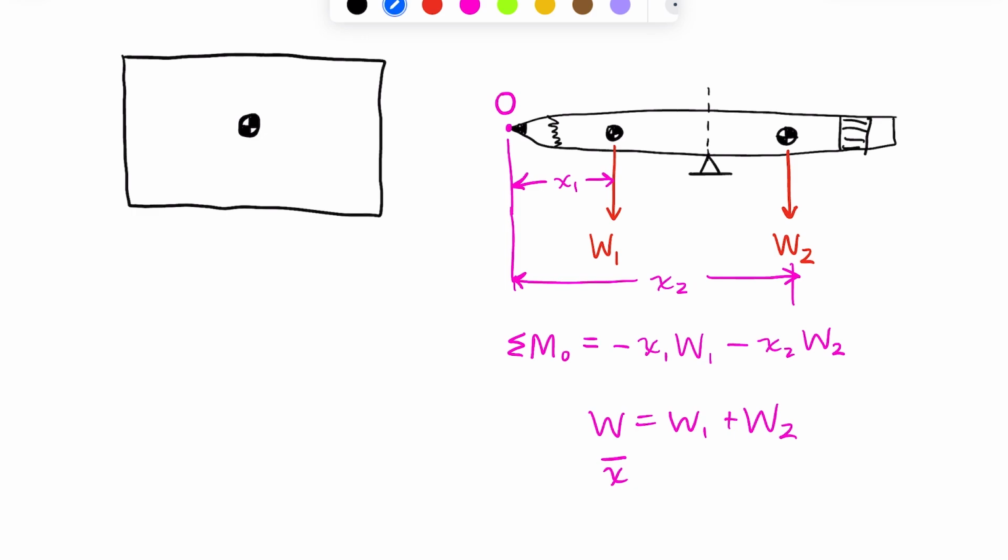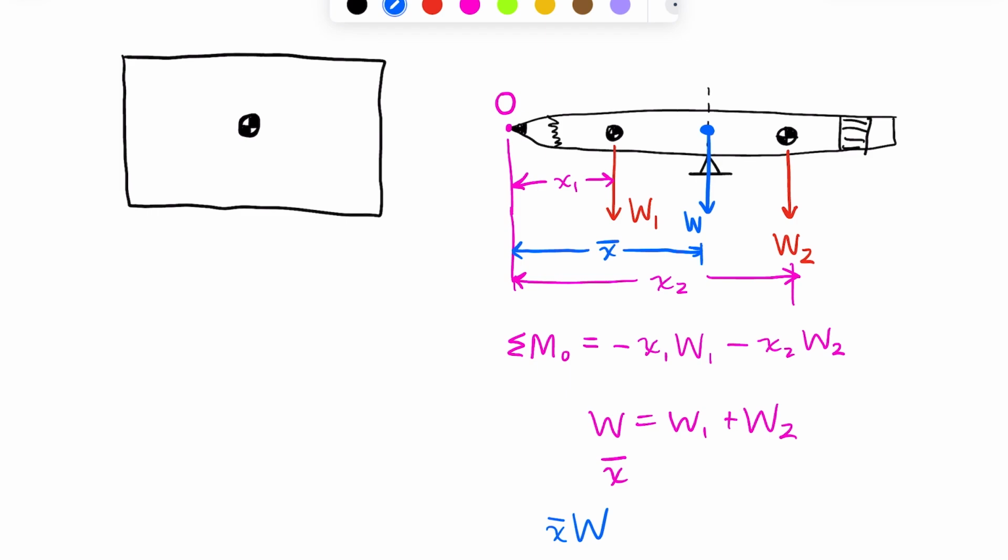Now this equivalent system, let me do this in a different color. So if I have one weight here, acting at the centroid, x bar, which is the distance that we're trying to solve for, right? The location to put our finger. Oh, and this is not weight 1, this is just the total weight. Okay, now the moment that is caused by this equivalent system is just x bar times the total weight.